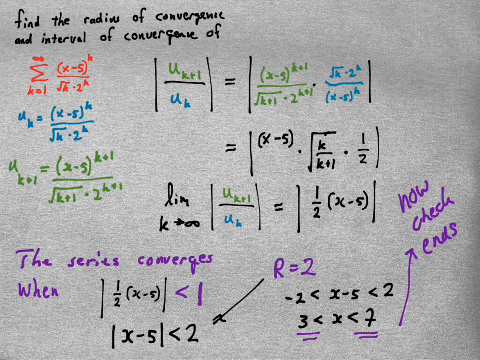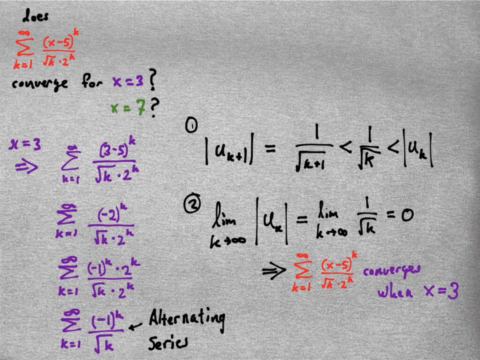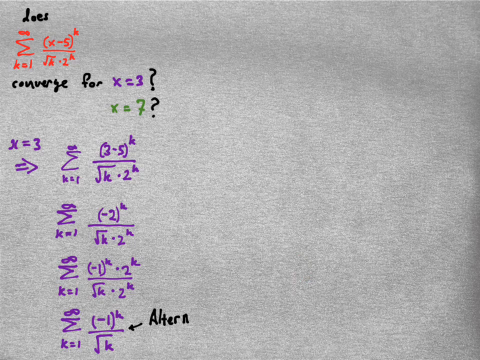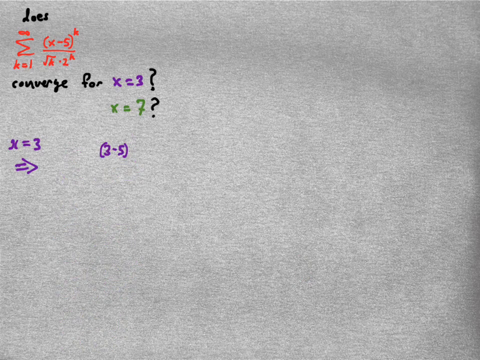The only problem is that we have to check the endpoints, because there might be some interesting stuff happening when x is 3, when x is 7. Observe. Oops, that was more than I wanted to reveal at once. We start with x equals 3. When you substitute 3 in for x, you end up with 3 minus 5, which is negative 2.